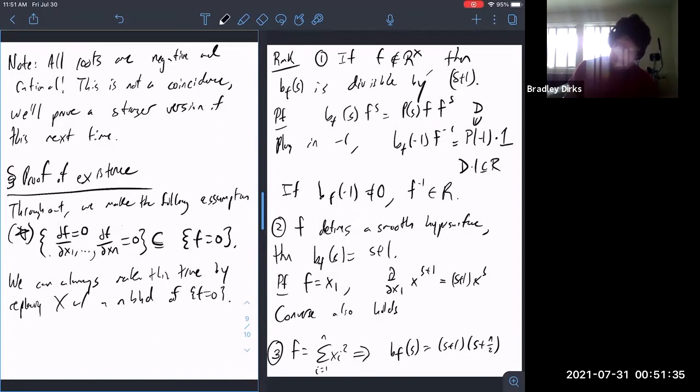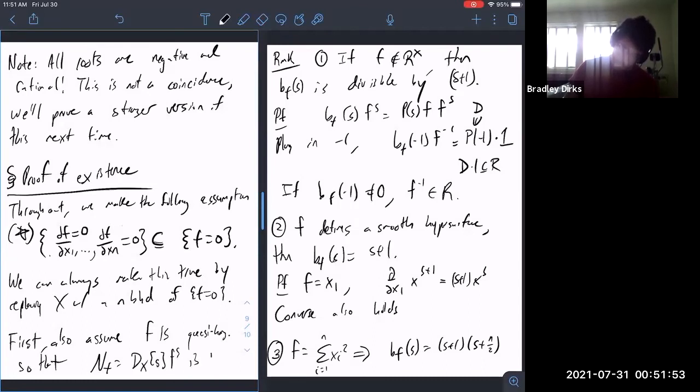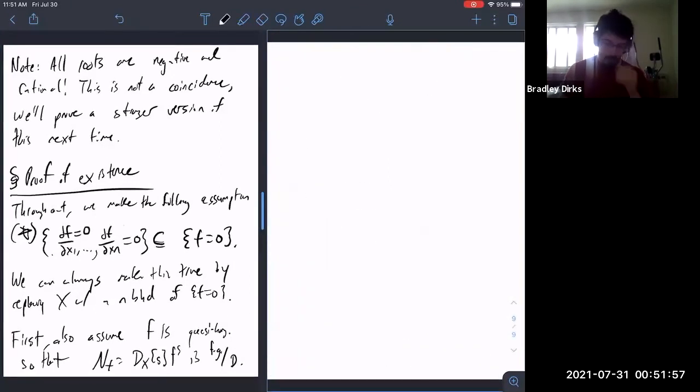Okay, and now to begin with, we'll also assume f is quasi-homogeneous, so that this N_f, which is D[s] f^s, is finitely generated over D. Remember this was the only case we were able to write down where we know that for sure. Okay, so now let's make a lemma.